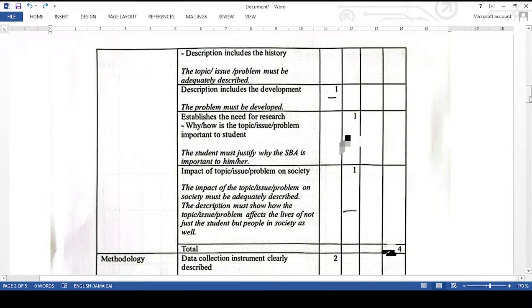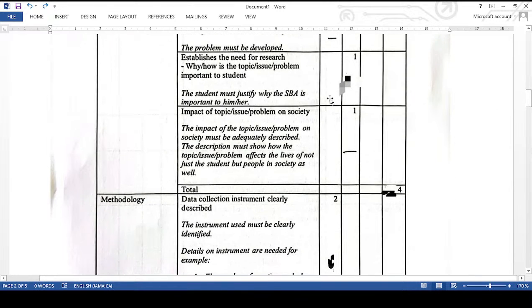Establish the need for research. In other words, why is this topic important to you? In other words, you need to justify why the SBA is important, right? And then also you need to talk about the impact of the topic or the problem or the issue on the society. So the impact of the topic, issue or problem on the society must be adequately described. The description must show how the topic, issue or the problem affects the lives of not just the student, but people in society as well. You want to ensure that.